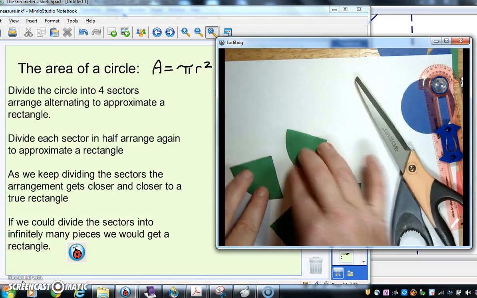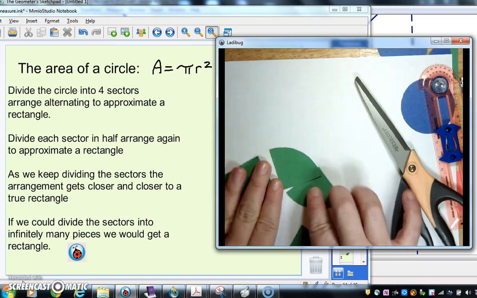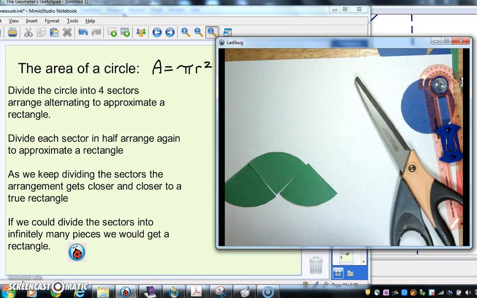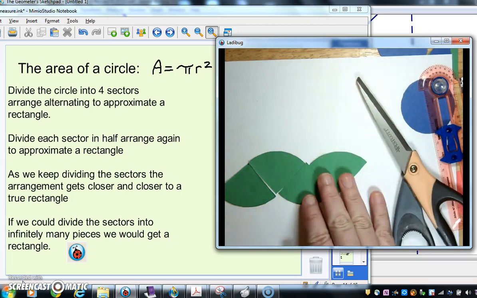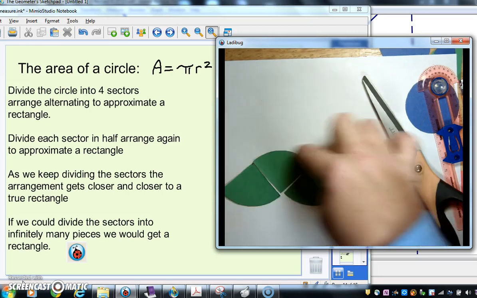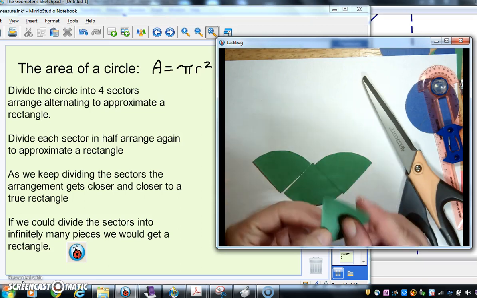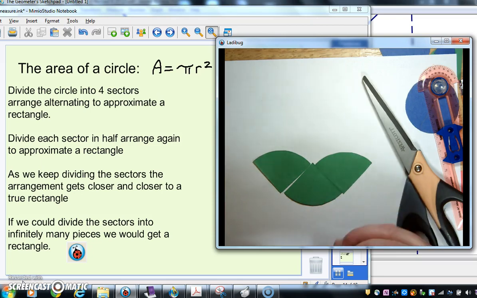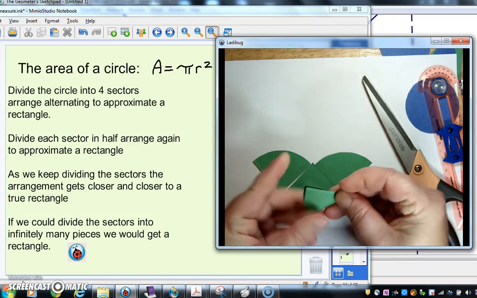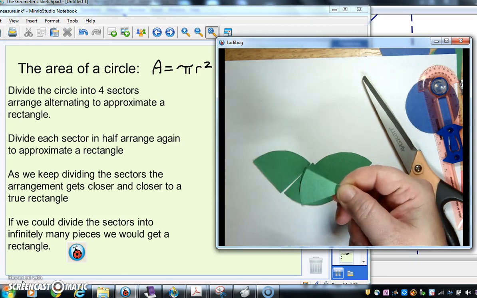So I've cut out my sectors, and now I'm just going to arrange them so that they're alternating, like this. Right there, you can see that's kind of sort of a parallelogram, maybe, but there's a lot of space missing. So I'm going to take each one of these sectors and fold them in half. I'm then going to cut them so that now I have 8 pieces. And then I'm going to rearrange them again.